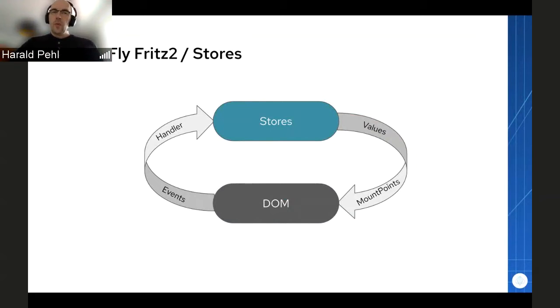I just want to show one other slide so that you get a better idea how this reactive nature of PatternFly Fritz2 works. There's a concept called a store, and the store is where the state lives. Whenever the state inside the store changes, this is reflected in the DOM tree. The DOM tree is updated, and on the elements in the DOM tree there are event listeners which are turned into handlers, and these handlers then modify the values in the store. And this is basically the cycle of how it works.